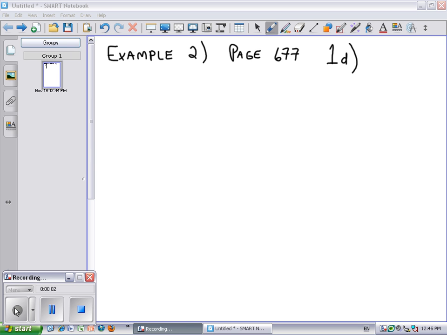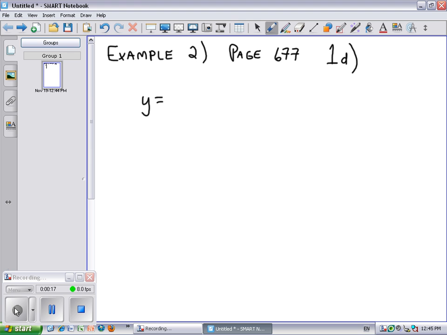All right, the second example, if you turn your books to page 677, we're going to do exercise 20.3 on page 677, 1D. 1D says y equals x e to the negative x, and they want us to use the second derivative to determine the nature of the stationary points. So we need to find the stationary points and then use the second derivative test to state whether they're maxes or mins.